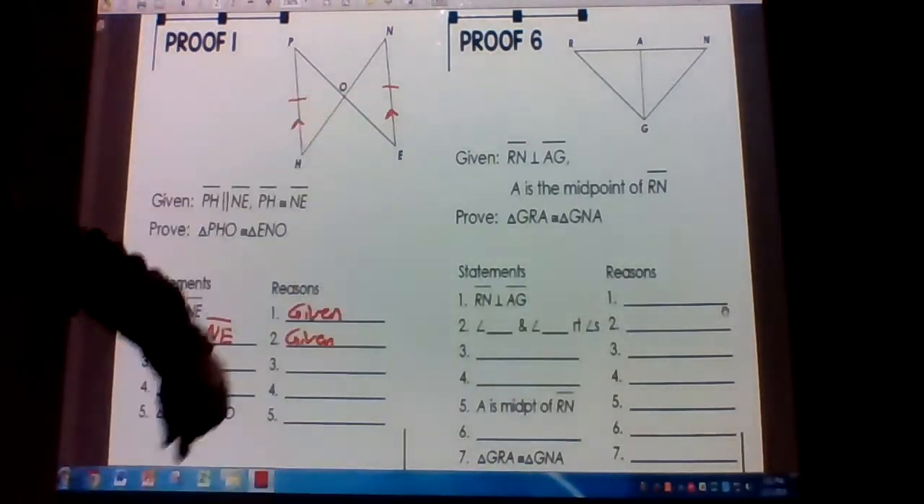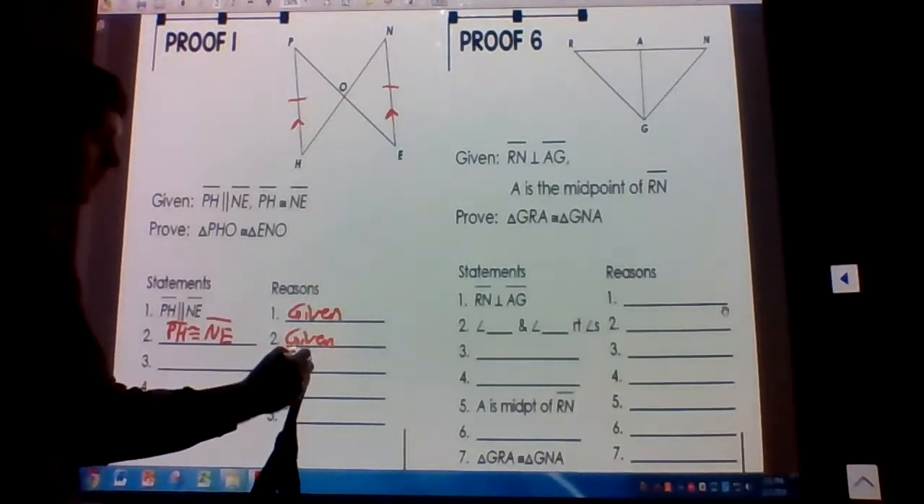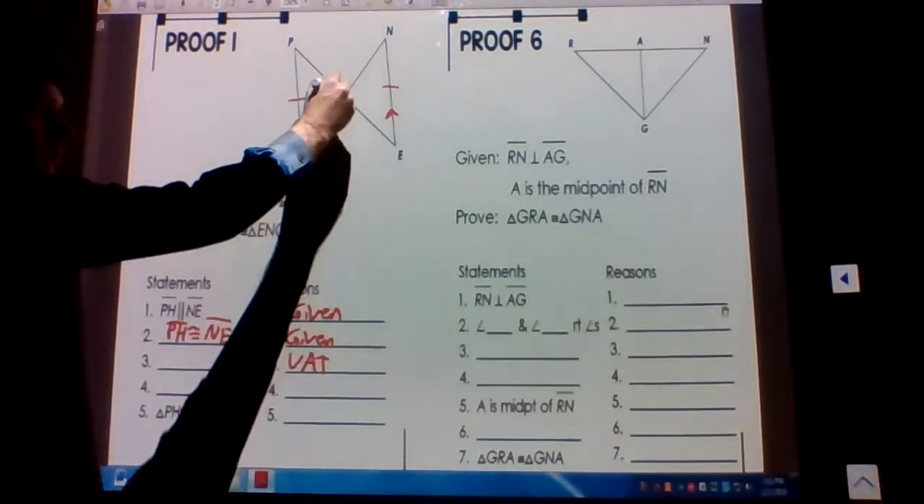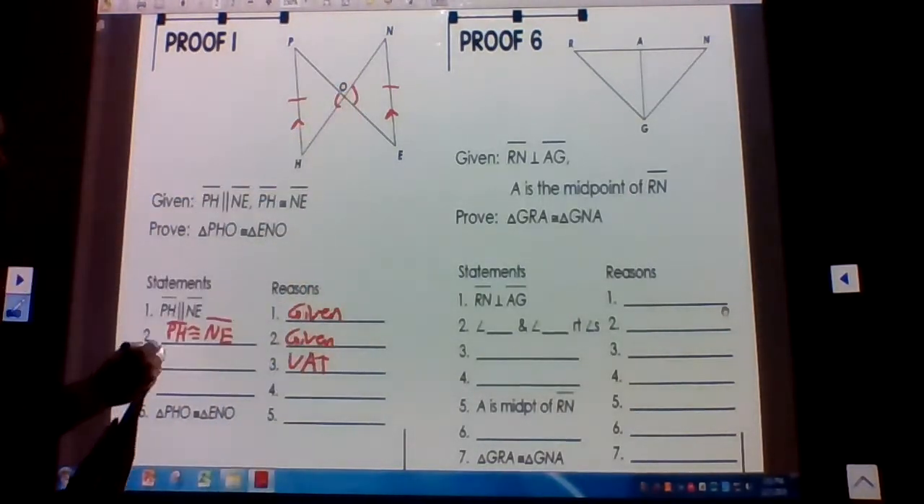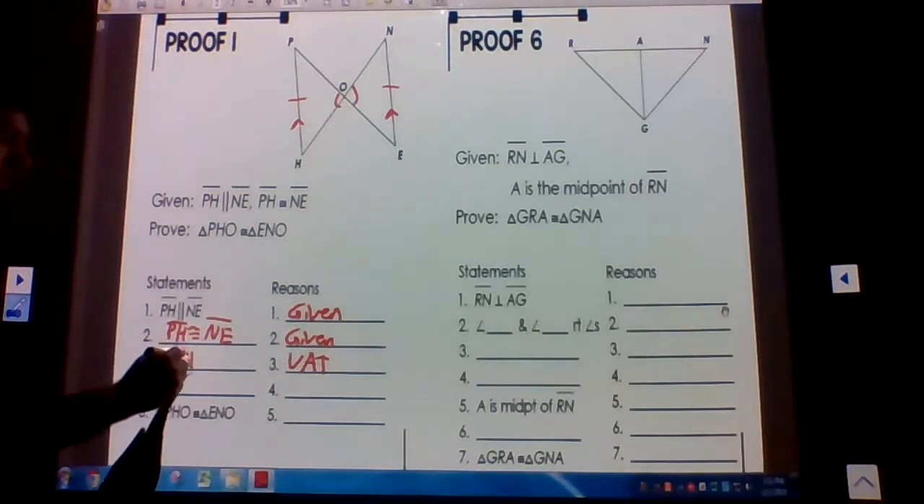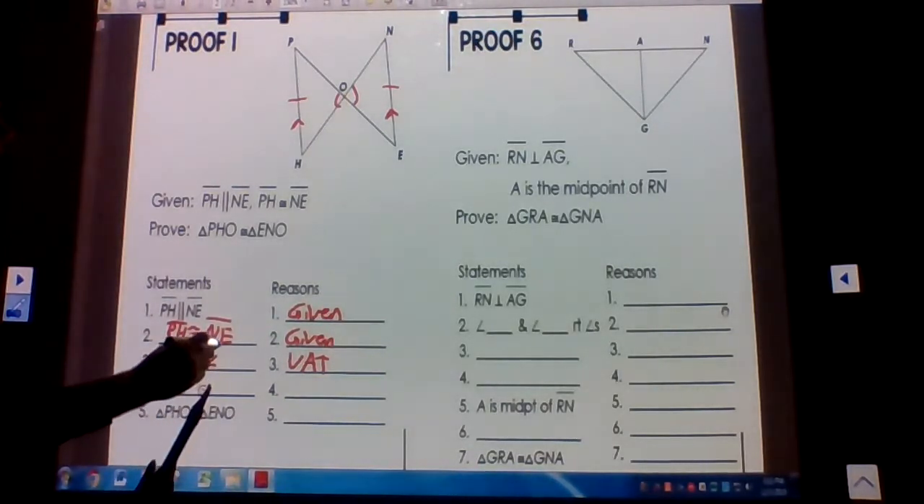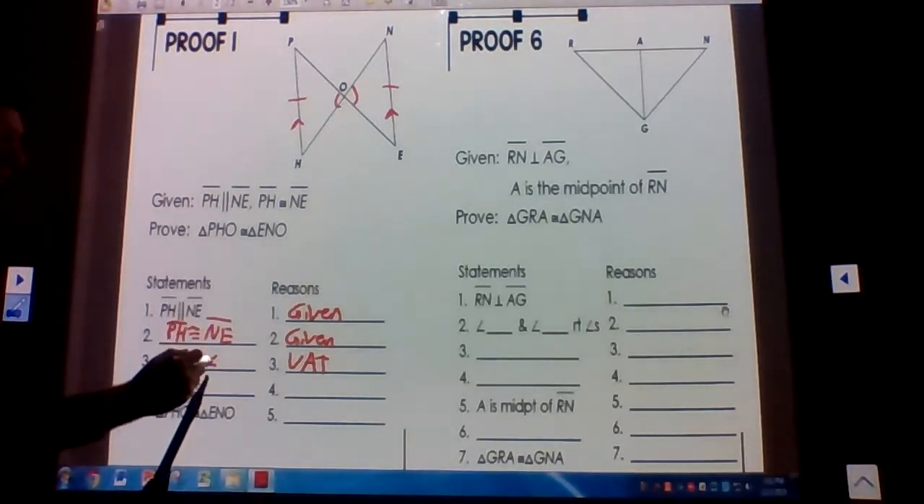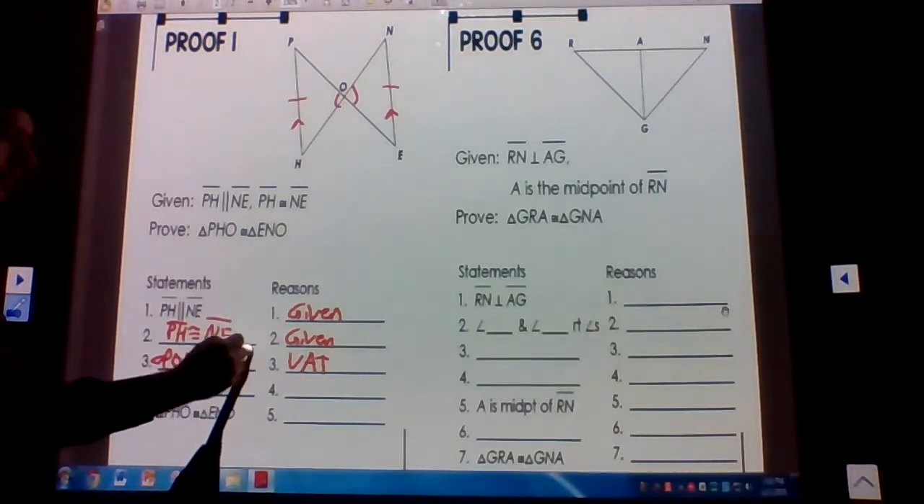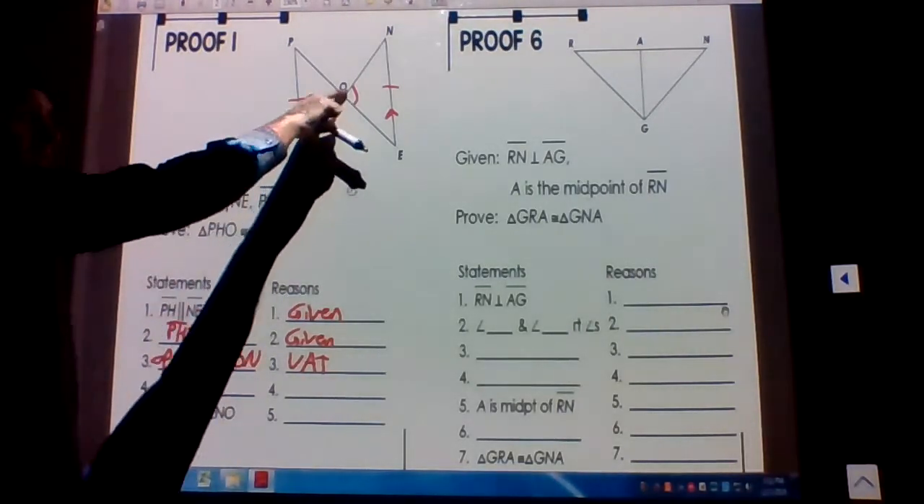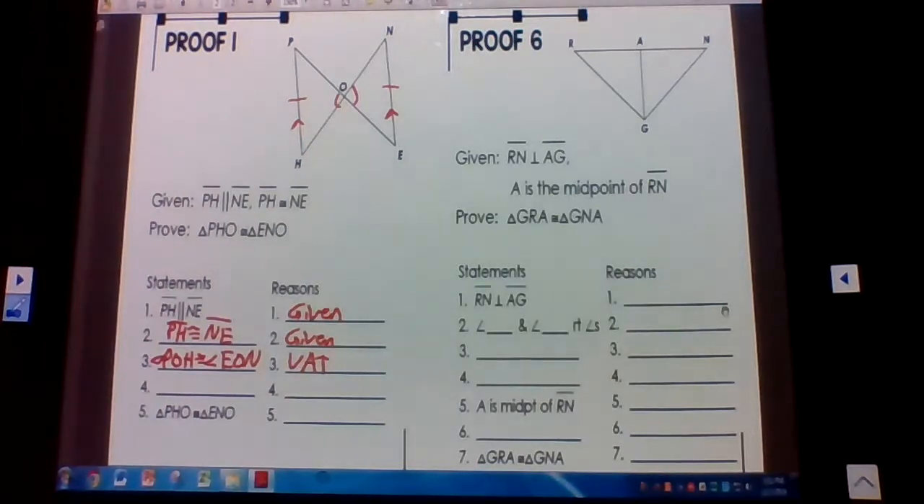We have vertical angles. So we can use the vertical angle theorem. So the 2 vertical angles here are angle POH, so that's going to be congruent to angle EON or NOE. Again, O is the vertex, so it's got to be in the middle. So there's our vertical angles. We keep going now. Shared sides, we don't have any. Midpoint, we don't have any. Bisector, we don't have any.